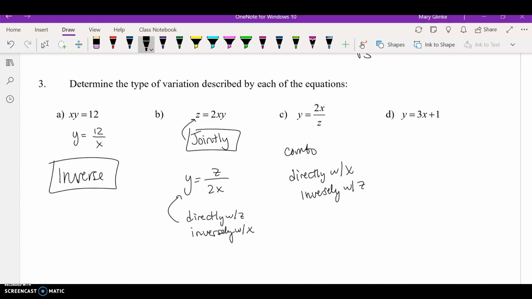And for D, lastly, this one here is in slope-intercept form, so you might be tempted to say direct variation, but because of that +1, it is going to be none of the above, or neither, however you want to say that.